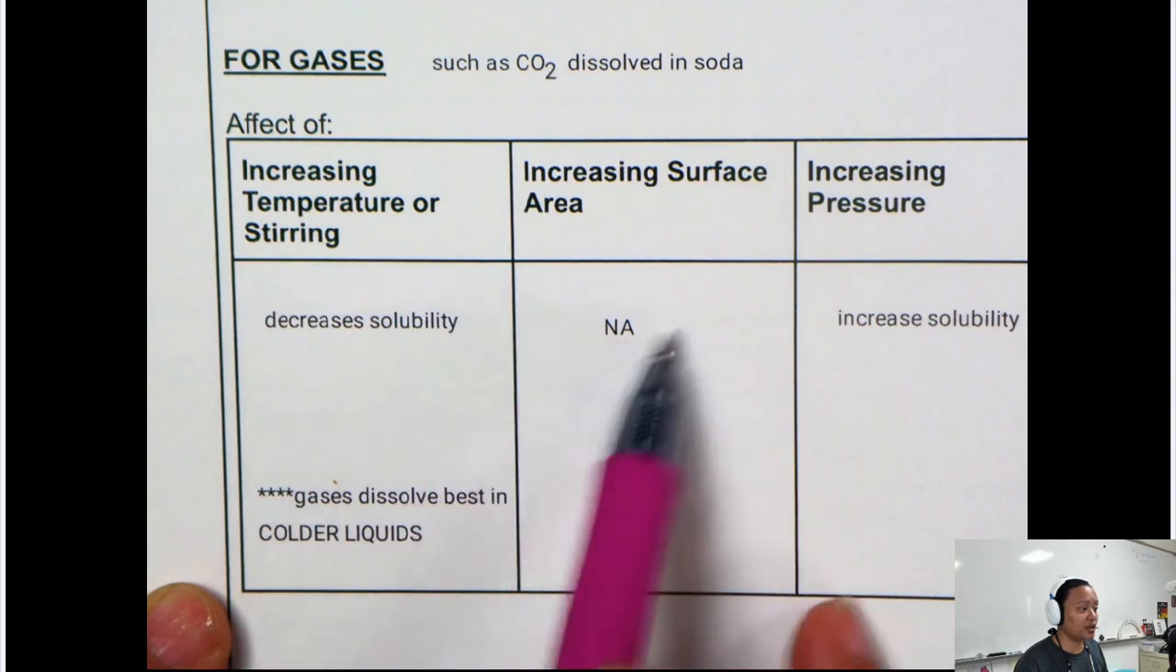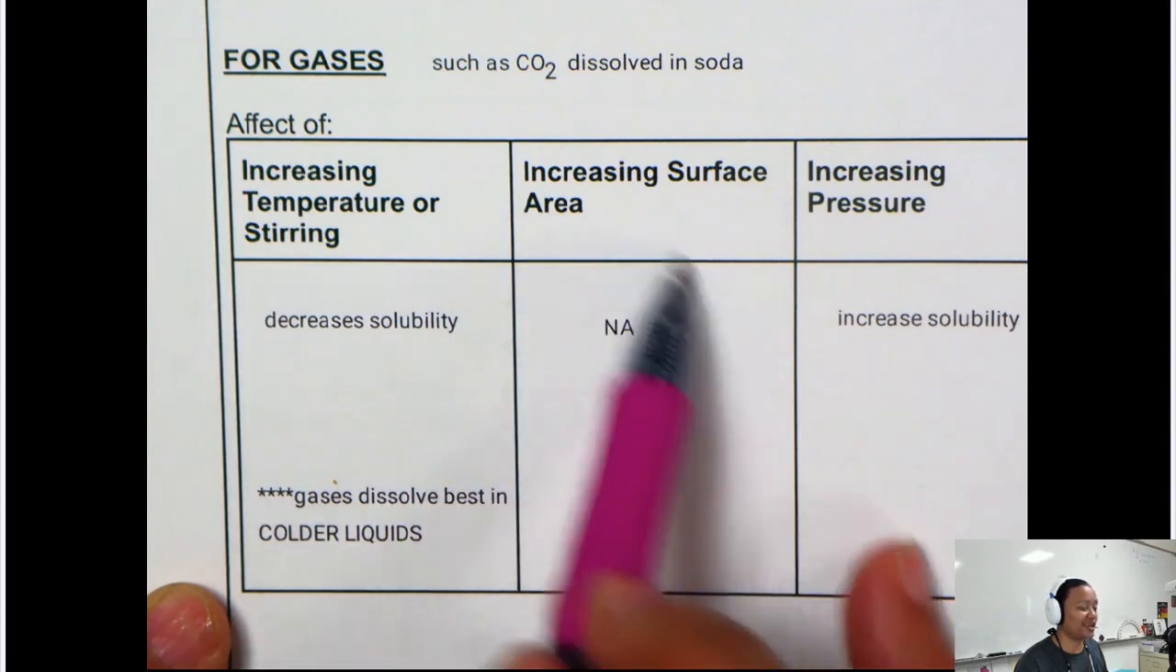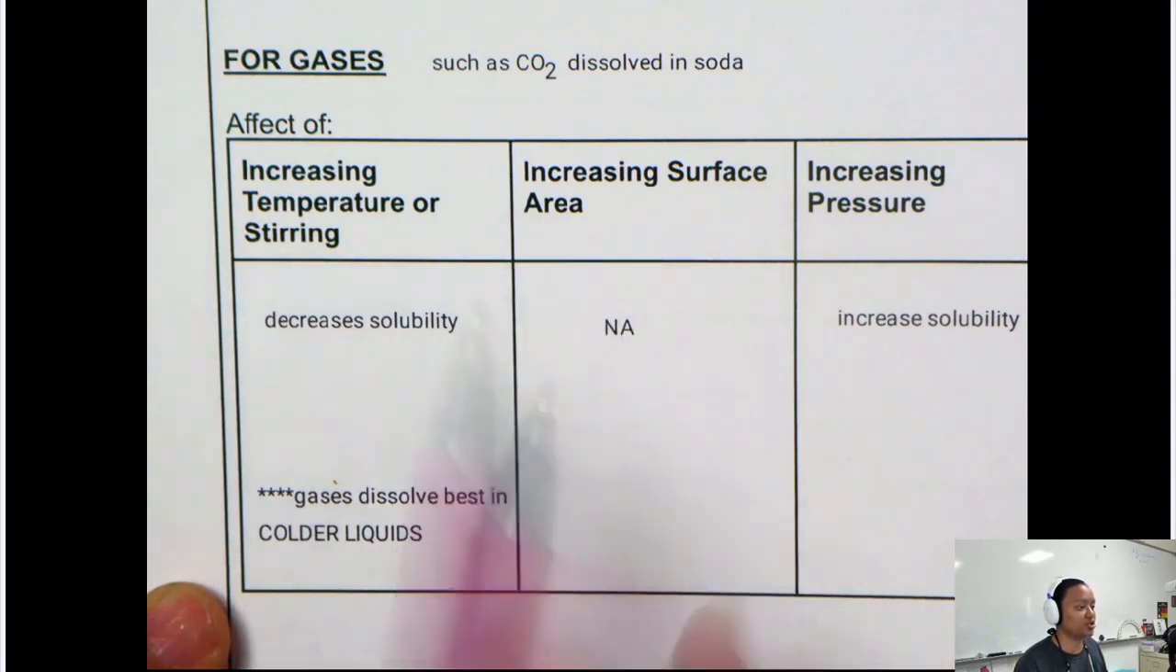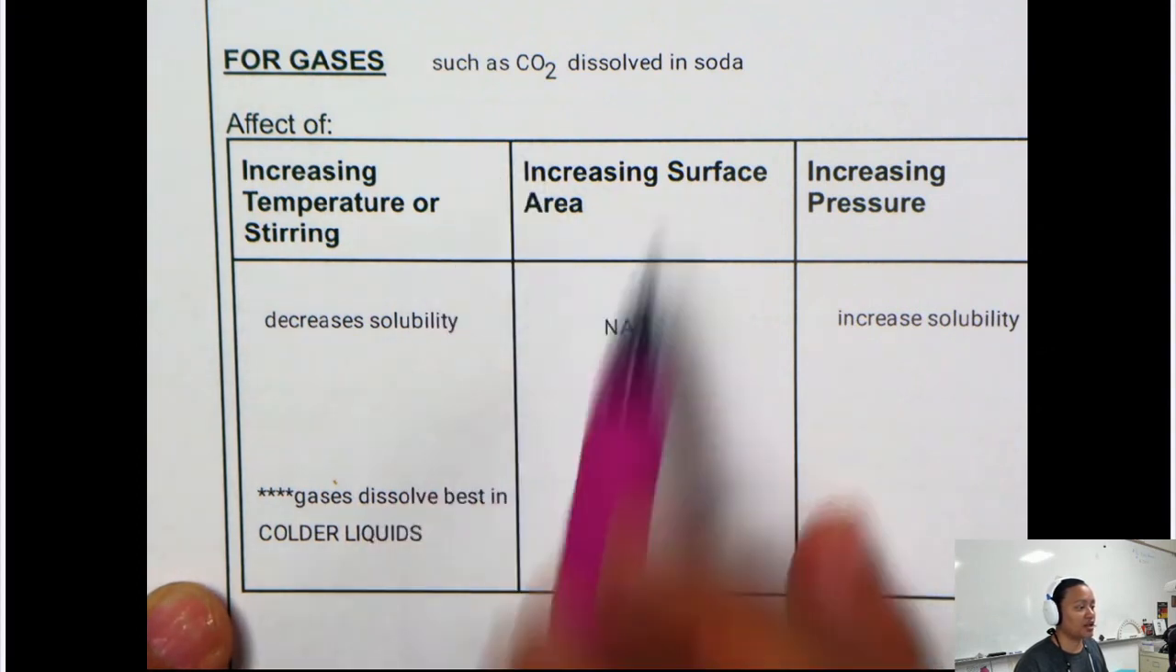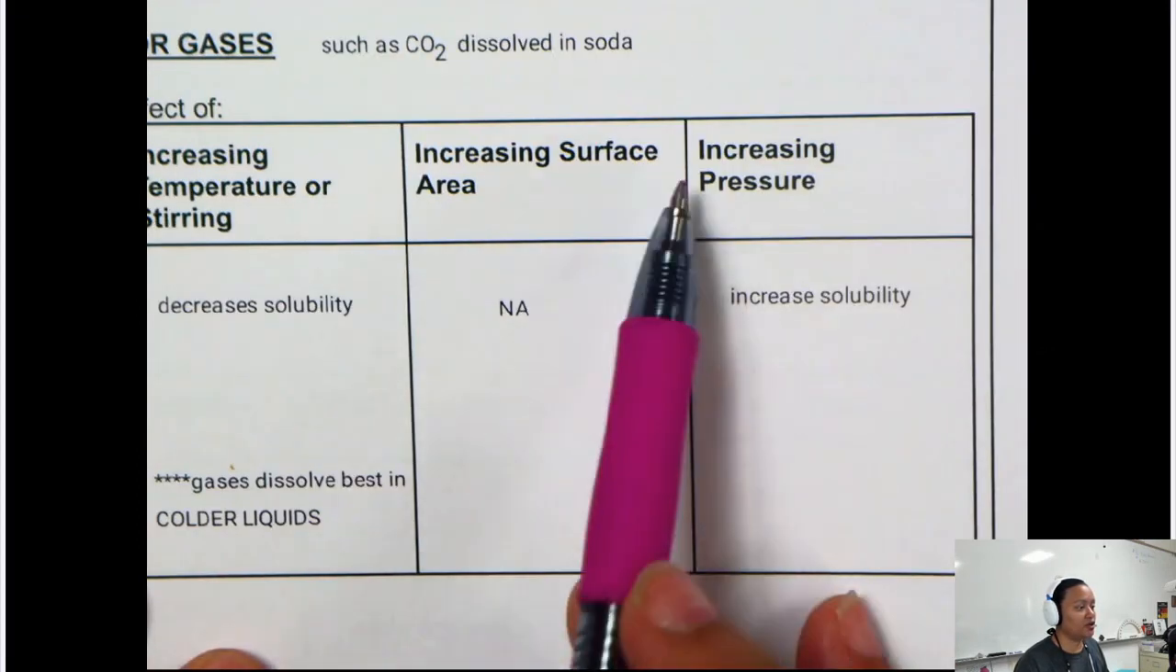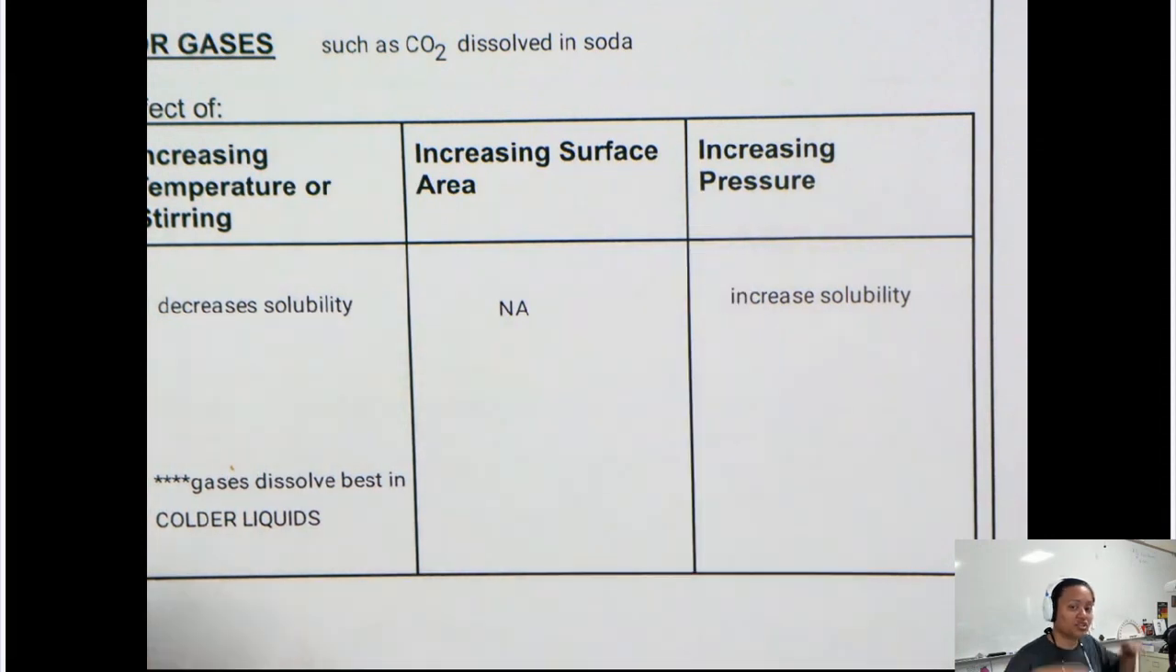Surface area, I didn't find much information on it. Actually, I found kind of contradicting information, so we're not going to look at that. And then we have increasing pressure, which is like your atmosphere pushing down. Remember, with gases, they're trying to escape into the atmosphere, just like water boiling. The more pressure you put on it, the more energy it's going to need for that liquid water to turn into water vapor, because it's pushing out against something that is pushing down on it.